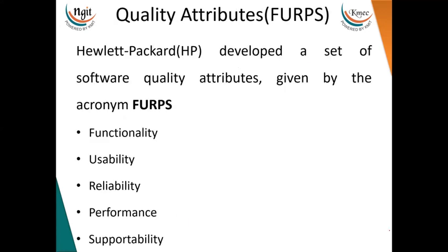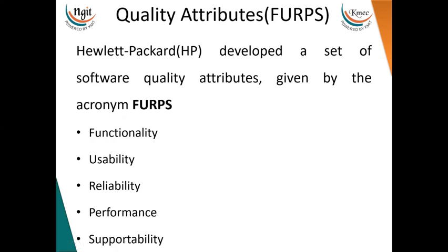Next, there are quality attributes. We call them FURPS. So what is FURPS? Hewlett Packard developed a set of software quality attributes given by the acronym FURPS. F stands for functionality, U stands for usability, R stands for reliability, P stands for performance, S stands for supportability. So what are these things?